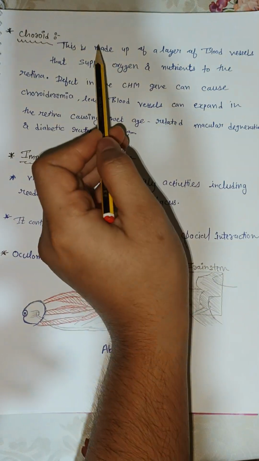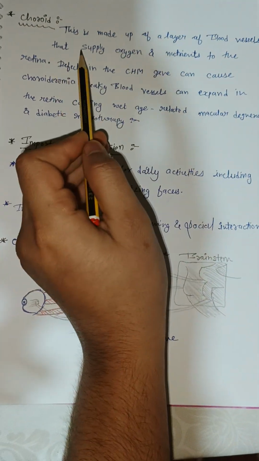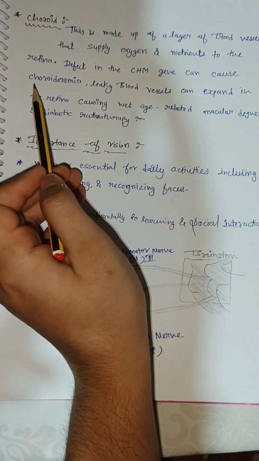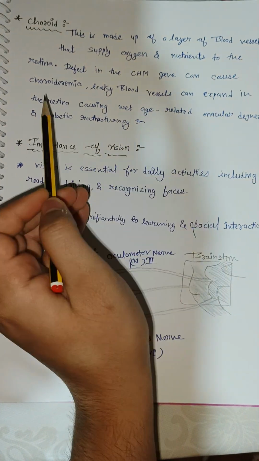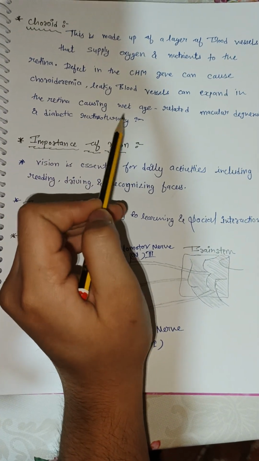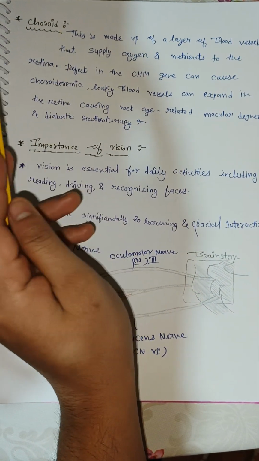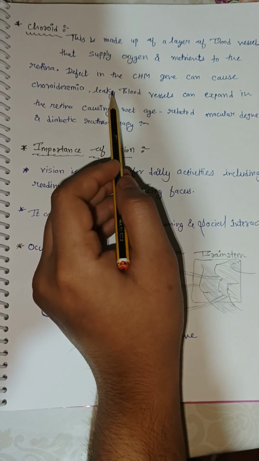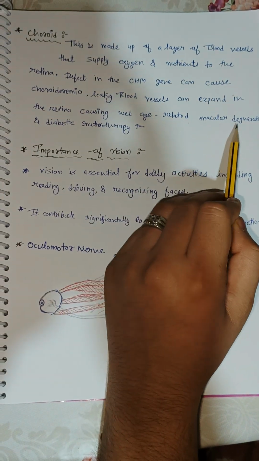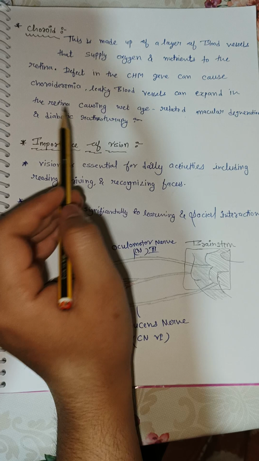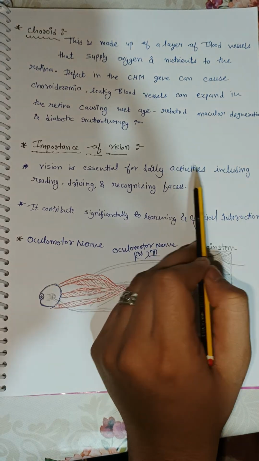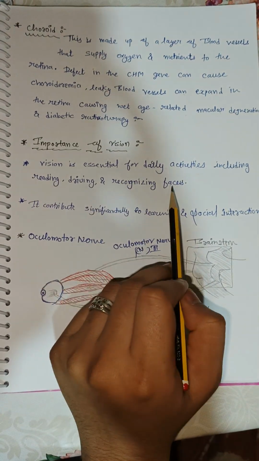Next is the choroid. This is made up of a layer of blood vessels that supply oxygen and nutrition to the retina. A defect in this gene can cause choroideremia, leaky blood vessels that expand in the retina, causing age-related macular degeneration and diabetic retinopathy. If there is a defect in the choroid, we can see leaky blood vessels in aged people that expand in the retina, causing age-related macular degeneration, and in diabetics, so we can see vision problems from the choroid. Vision is essential for daily activities including reading, driving and recognizing faces.